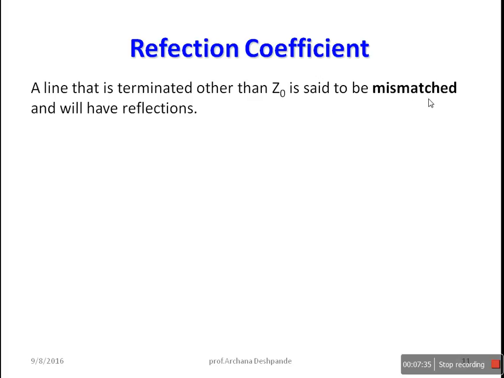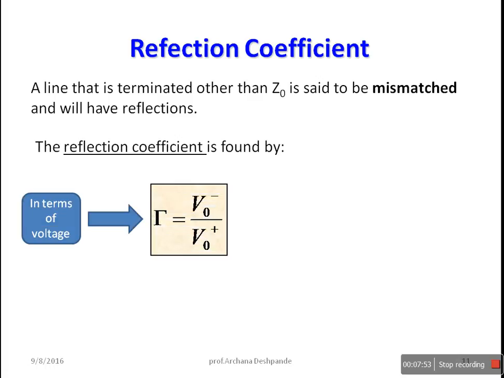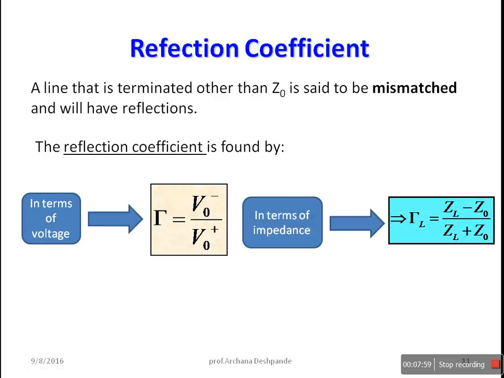That means ZL is not equal to Z0. In this condition, there will be a mismatch and there will be some reflections. That means some part of the incident energy is going to be reflected back towards the source. So the reflection coefficient in terms of voltage is found as tau is equal to V0 minus upon V0 plus. In terms of impedance, the reflection coefficient is calculated as ZL minus Z0 upon ZL plus Z0.